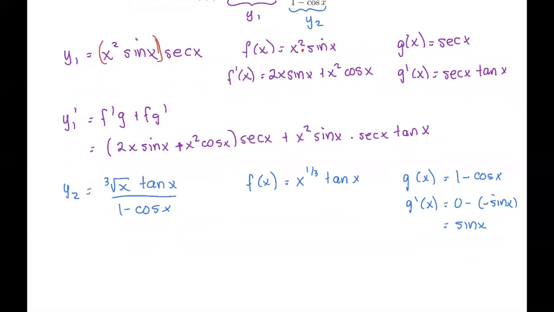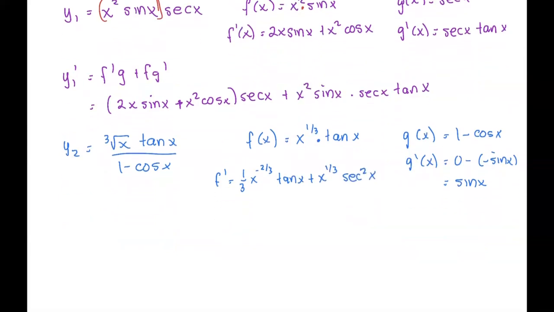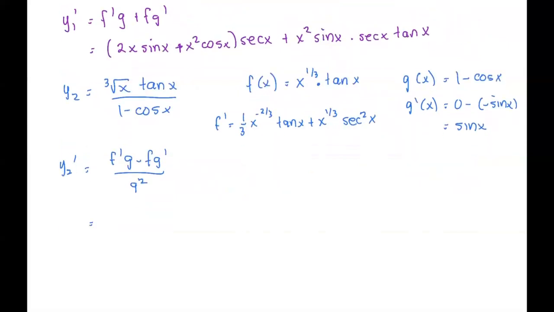Where people, again, struggled was noticing that this is also a product. So f prime is 1/3 x to the negative 2/3 tangent x plus x to the 1/3, and the derivative of the tangent x is secant squared x. And so y2 prime, using the quotient rule, remember that it's f prime g minus f g prime over g squared. So in this case, f prime, 1/3 x to the negative 2/3 tangent x plus x to the 1/3 secant squared x, times g, so 1 minus cosine x.